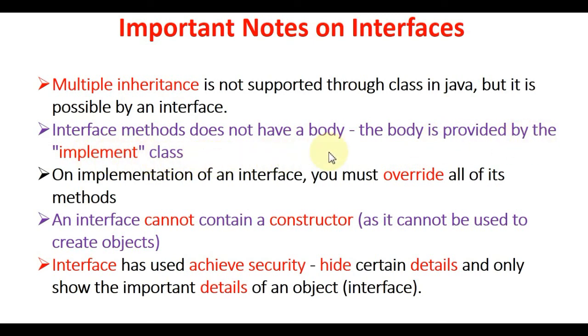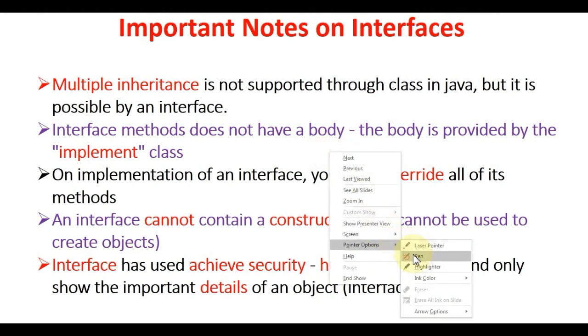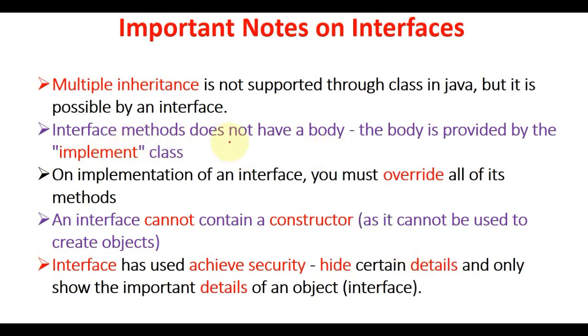From the previous example we have seen that the method does not have any body, but the method of an interface is implemented by the class that implements the interface. In the implementation of an interface, you must override all the methods. So we have to override all the methods of the interface when implementing it. An interface cannot contain a constructor. So an interface cannot have any constructor.